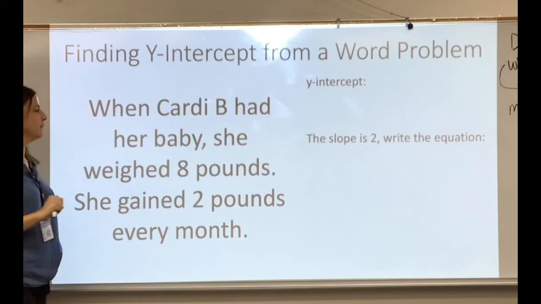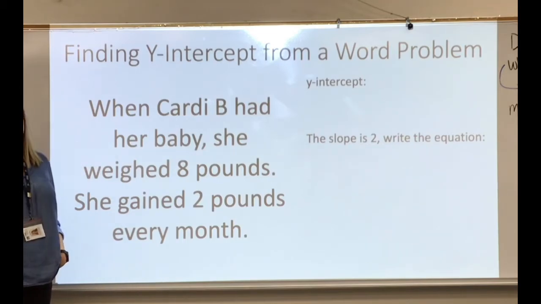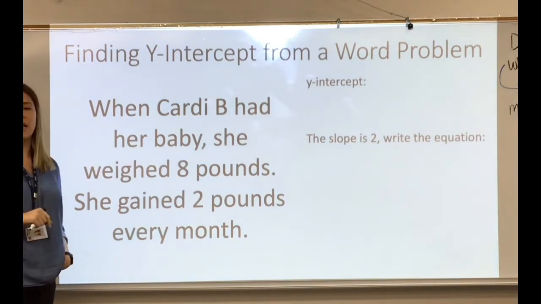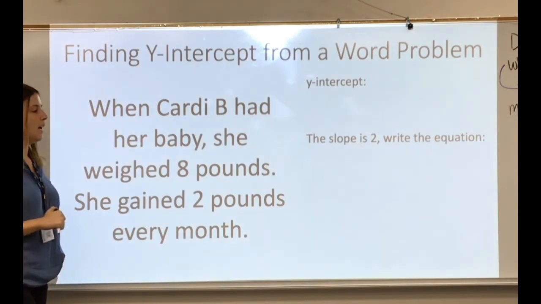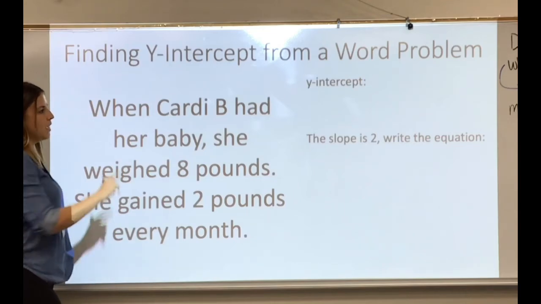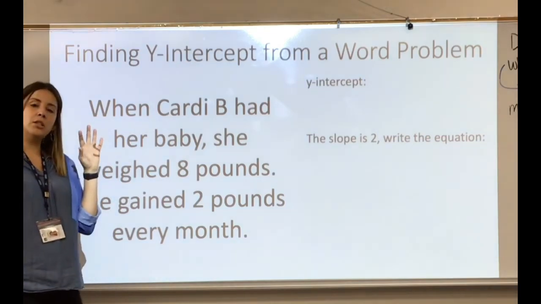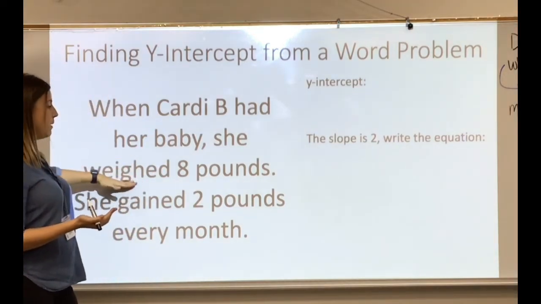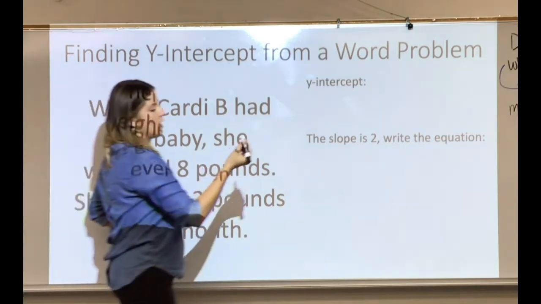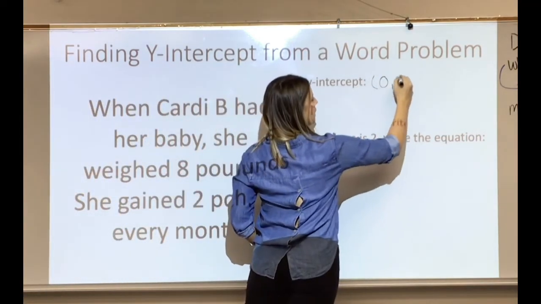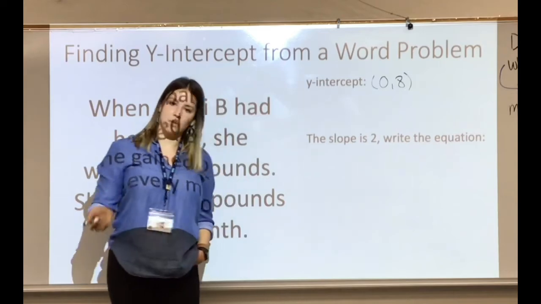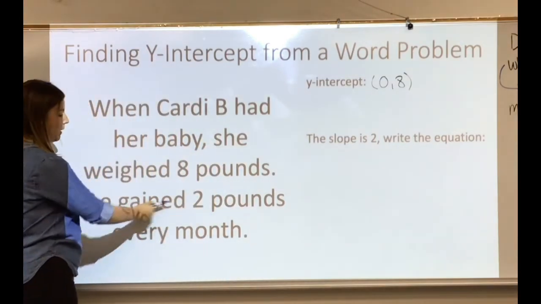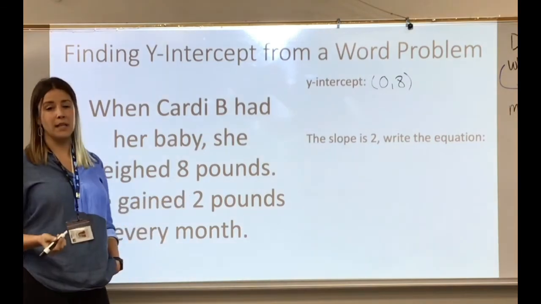This next word problem: when Cardi B had her baby Culture, we all know, she weighed 8 pounds, and then she gained 2 pounds every month, because a baby gains about 2 pounds every month the first year of their life. So the y-intercept, we're thinking, how much did we begin with? So we're looking at when Cardi B had her baby, the baby began at 8 pounds. And so our y-intercept is (0, 8), because that's where it started. The slope is 2. We know it's a positive 2 because the baby's gaining 2 pounds. That's the movement that's happening.